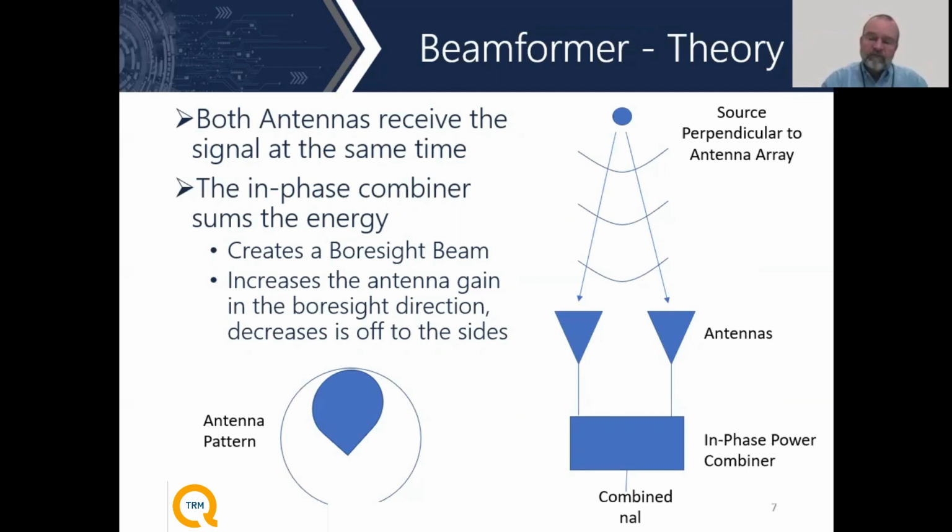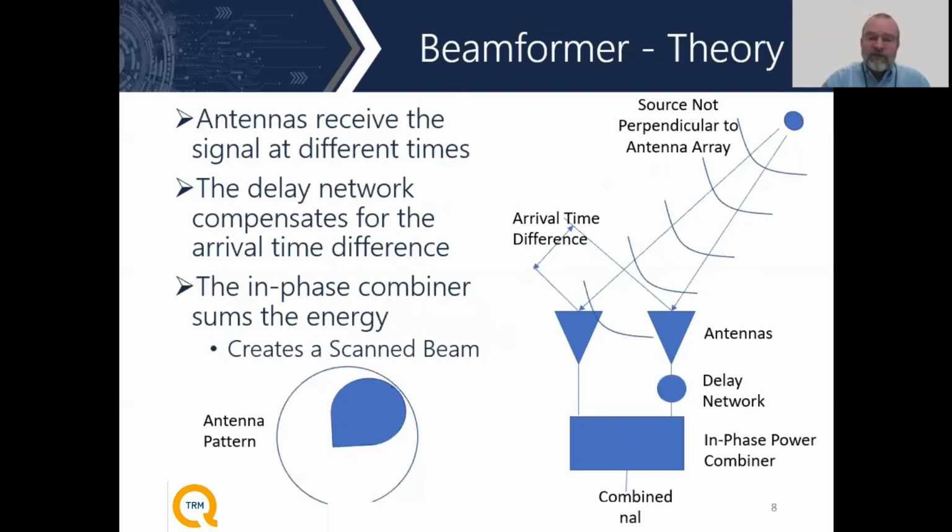Okay, so what if the antennas receive the signal at different times? Okay, so that is this next illustration right here. As I sort of alluded to just before, if the antenna is not perpendicular, what you see on the graphic on the right-hand side of the screen is that the signal will arrive at those two antennas at different times.